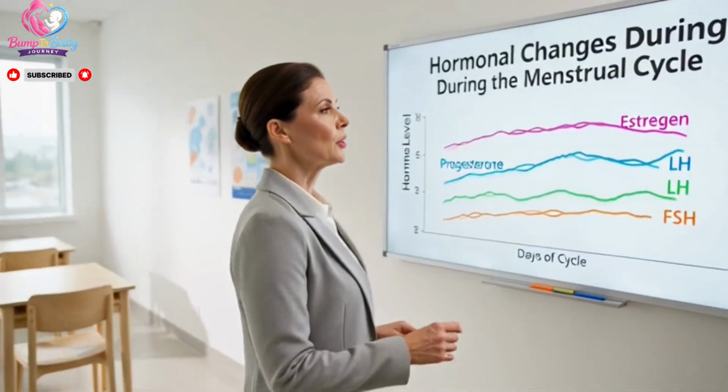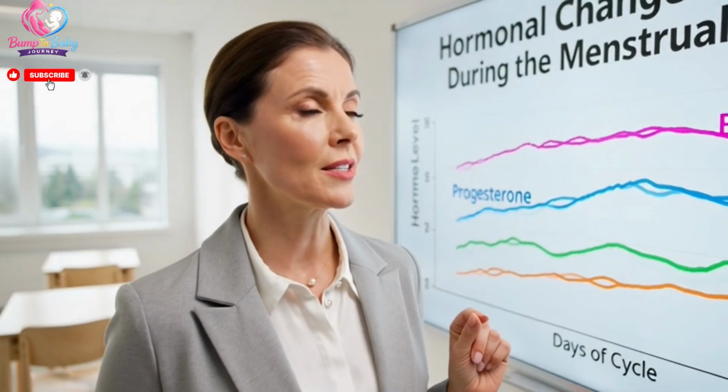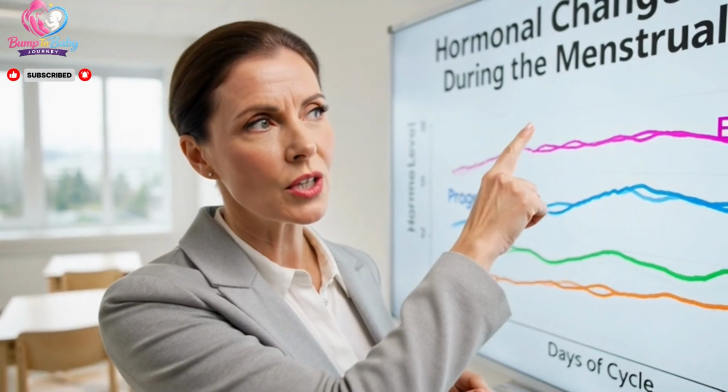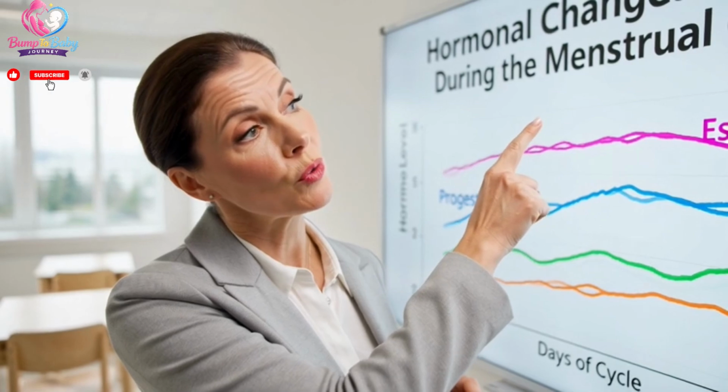Let's look at the hormone chart. This pink line shows estrogen levels rising in the first half of the cycle. After ovulation, the blue line, progesterone, rises to prepare for reproductive health.